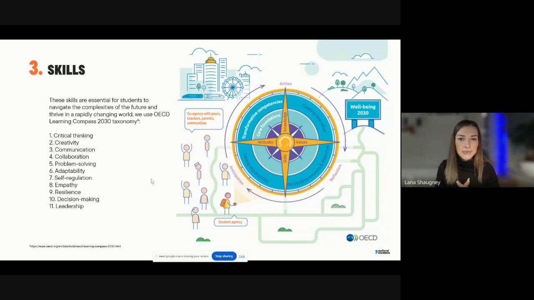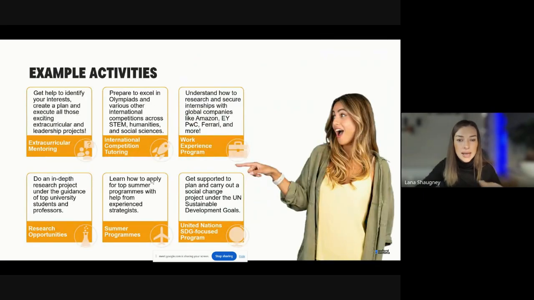There are about 11 top skills that are being prioritized by the Global Education Strategy 2030. So we are recommending to look at these when you are looking at your portfolio of activities. And we also wanted to show different activities that can help you develop those skills.